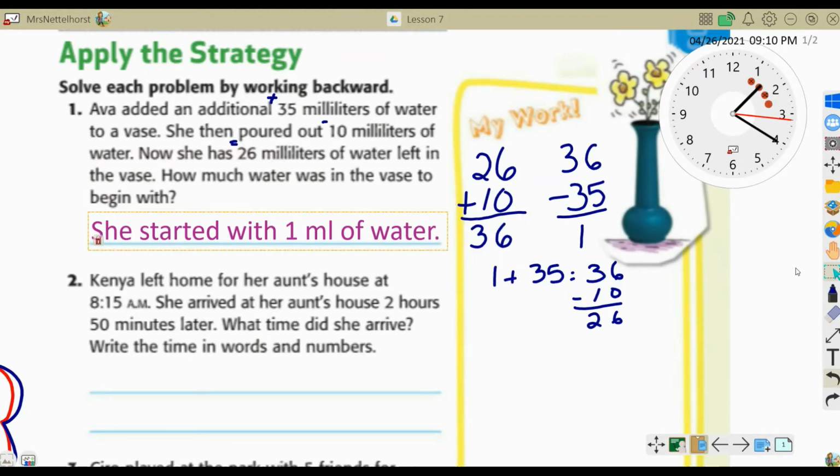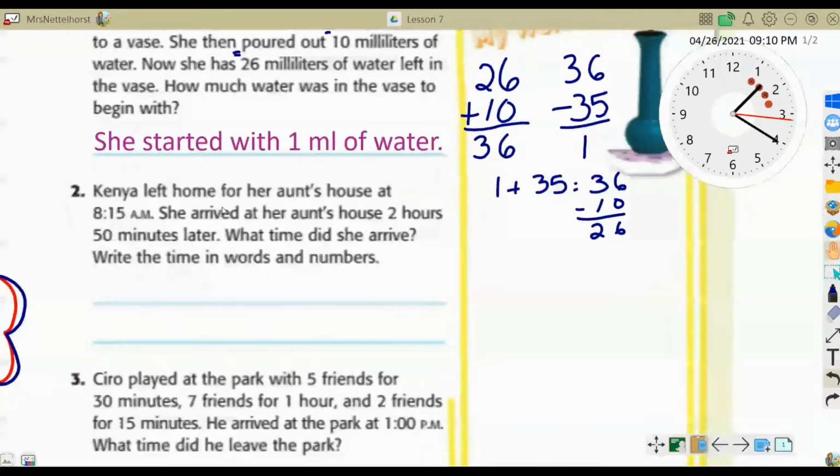Okay, let's go to the next one. Kenya left home for her aunt's house at 8:15 a.m. She arrived at her aunt's house 2 hours, 50 minutes later. What time did she arrive? Write the time in words and numbers. Okay, so she left at 8:15. Let's make a number line.